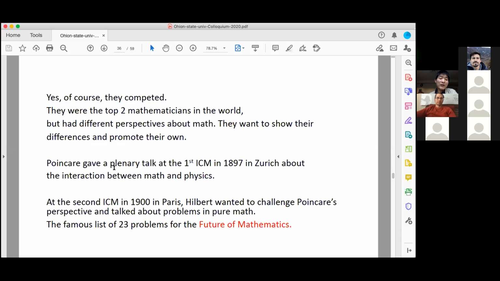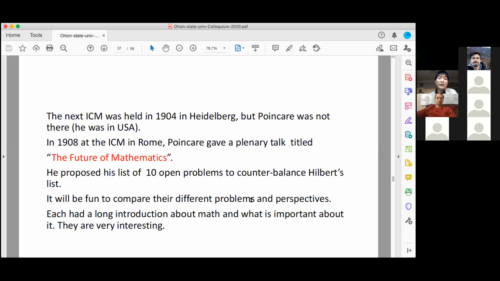So here, Poincaré gave a plenary talk at the first ICM in 1897 in Zurich about interaction between math and physics. And in the second ICM in 1900 in Paris, Hilbert wanted to challenge Poincaré's perspective. He wanted to concentrate on problems inside pure math. So he made a famous list of 23 problems for the future of mathematics. This is well known. Everyone knows about this. But the next one may not be so well known.